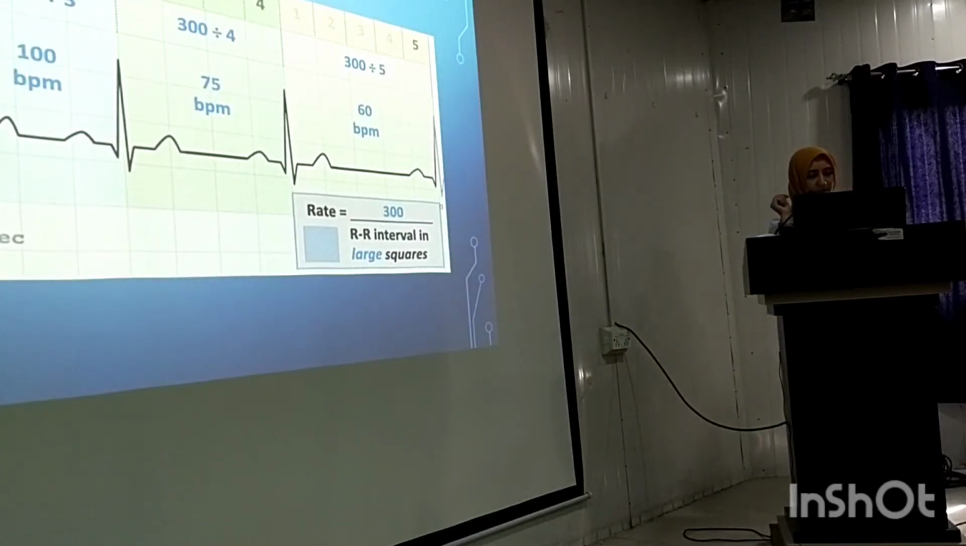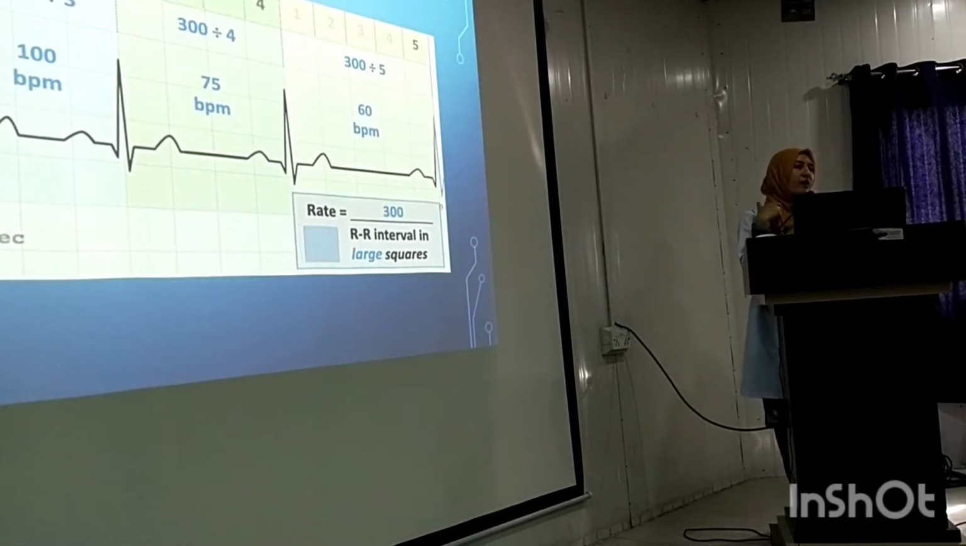There are large boxes. The first large box is equal to 300 beats per minute. For example, if a patient has an R wave on one big box and then the next R wave on the next line of the same big box, the heart rate will be 300 beats per minute. Anybody who can tell if there are two boxes between the two R waves? Second one, 150 beats per minute.